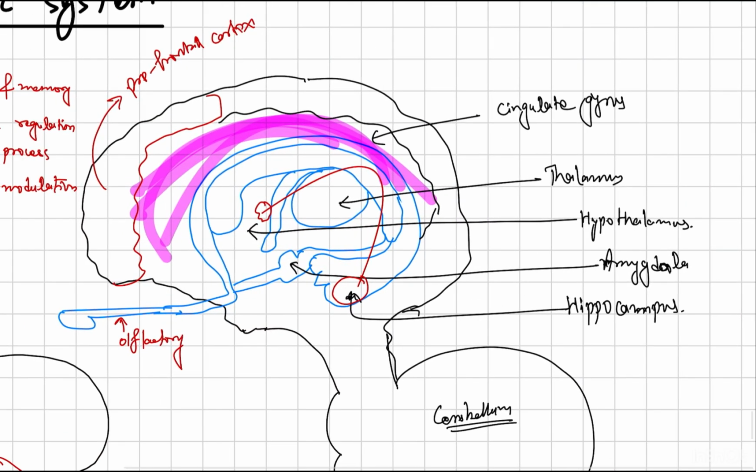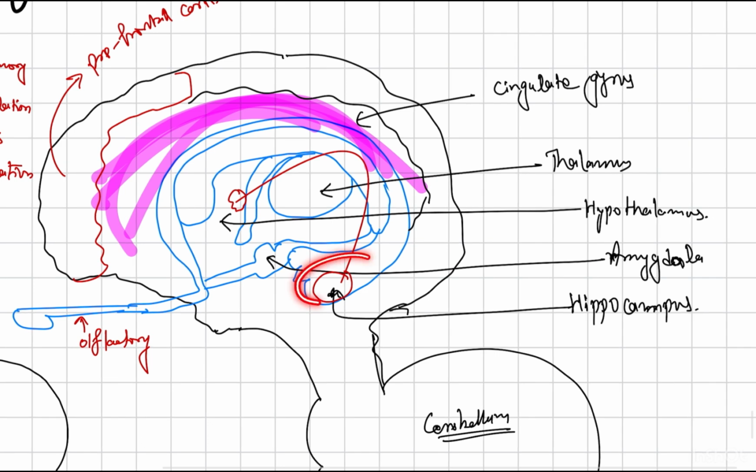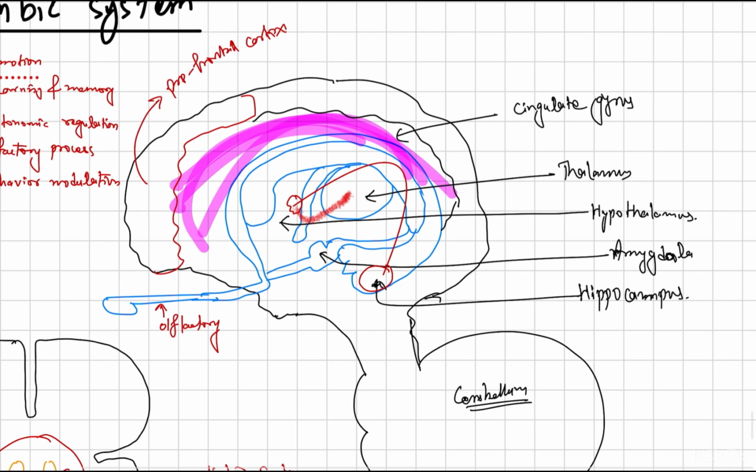So when we look at this diagram, from the hippocampus, it's connected through the fornix to the mammillary body, and the impulse goes through the fornix to the mammillary body, to the thalamus. So there is a connection between the mammillary body and the thalamus, and after that through the thalamus it goes to the cingulate gyrus. The information goes through the cingulate gyrus to the prefrontal cortex, and then it passes again to the hippocampus.